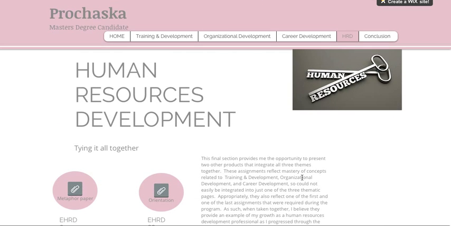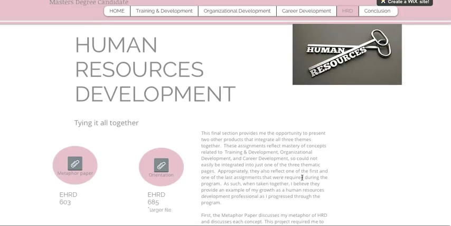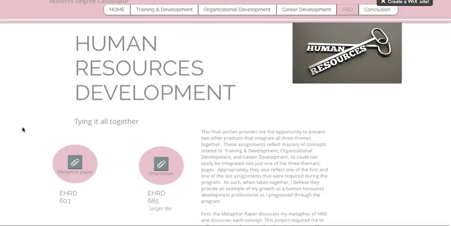Finally, the HRD section ties it all together. There are 2 assignments that encompass all 3 areas of HRD: the metaphor paper and the realtor orientation presentation. The metaphor paper from EHRD 603 discusses my metaphor of HRD, which is a cooking show, and how each of these 3 areas fit into that metaphor.